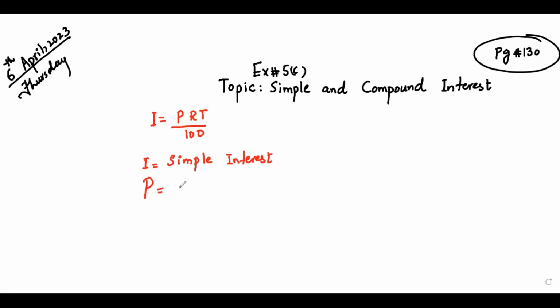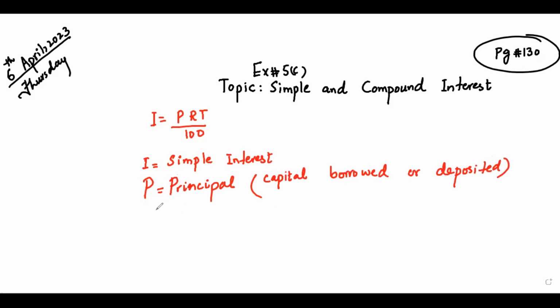P is the principal amount, the capital, or the amount you borrowed or deposited in the bank. Clear? I is the simple interest, R is the rate of interest. Always we are calculating the rate of interest on the original principal, and T is equal to time.